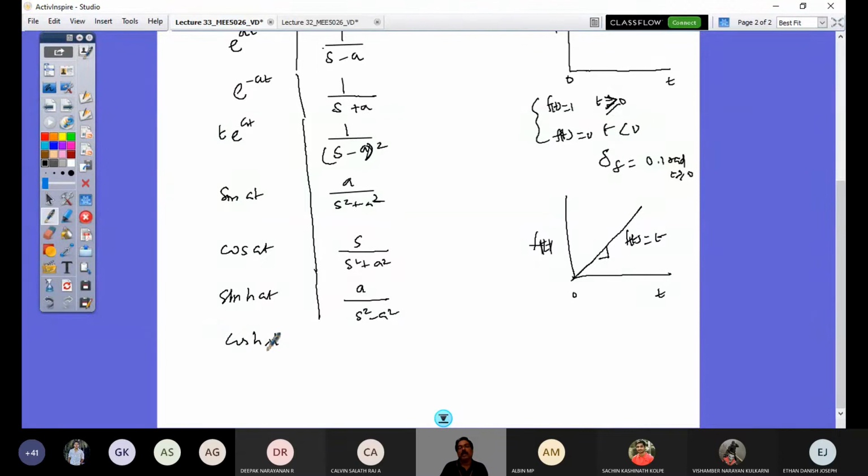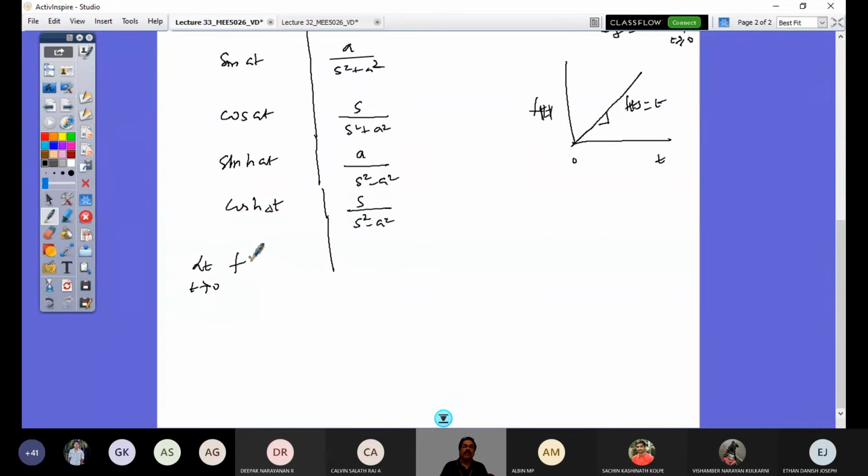Right? And then let me also put these two important theorems, called the initial value theorem and the final value theorem. Right? So what is the initial value theorem statement? If the limit as time t tends to 0 of f of t is here, then on this side it is the limit as s tends to infinity of s phi of s. That is the initial value theorem.